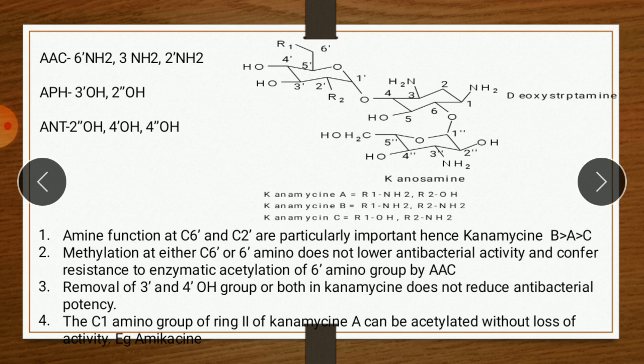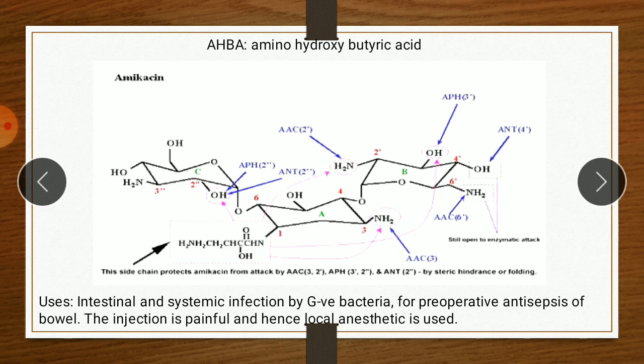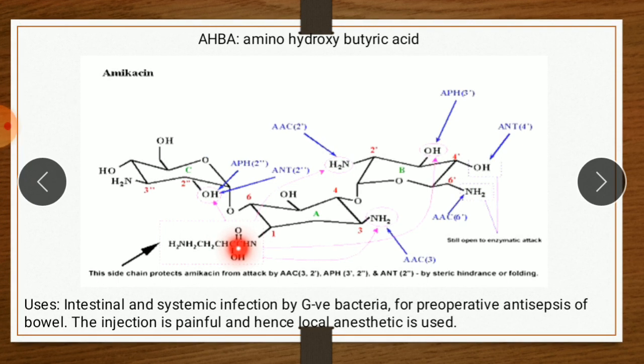So if we cause acetylation of this NH2 group of the deoxystreptamine ring of kanamycin A, remember here in the kanamycin A structure the central ring is called deoxystreptamine, and if we do acetylation of the NH2 group there, it gives a new compound called amikacin. So the structure of amikacin is this one. So here you see this is the first position.